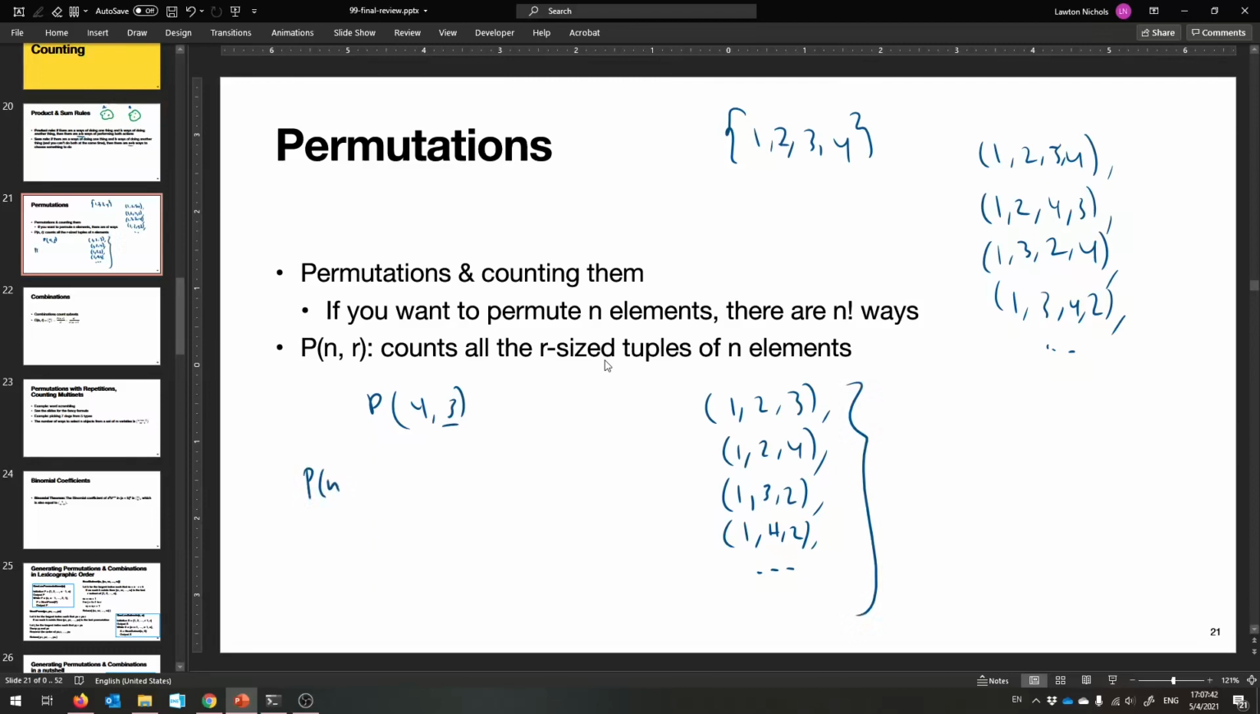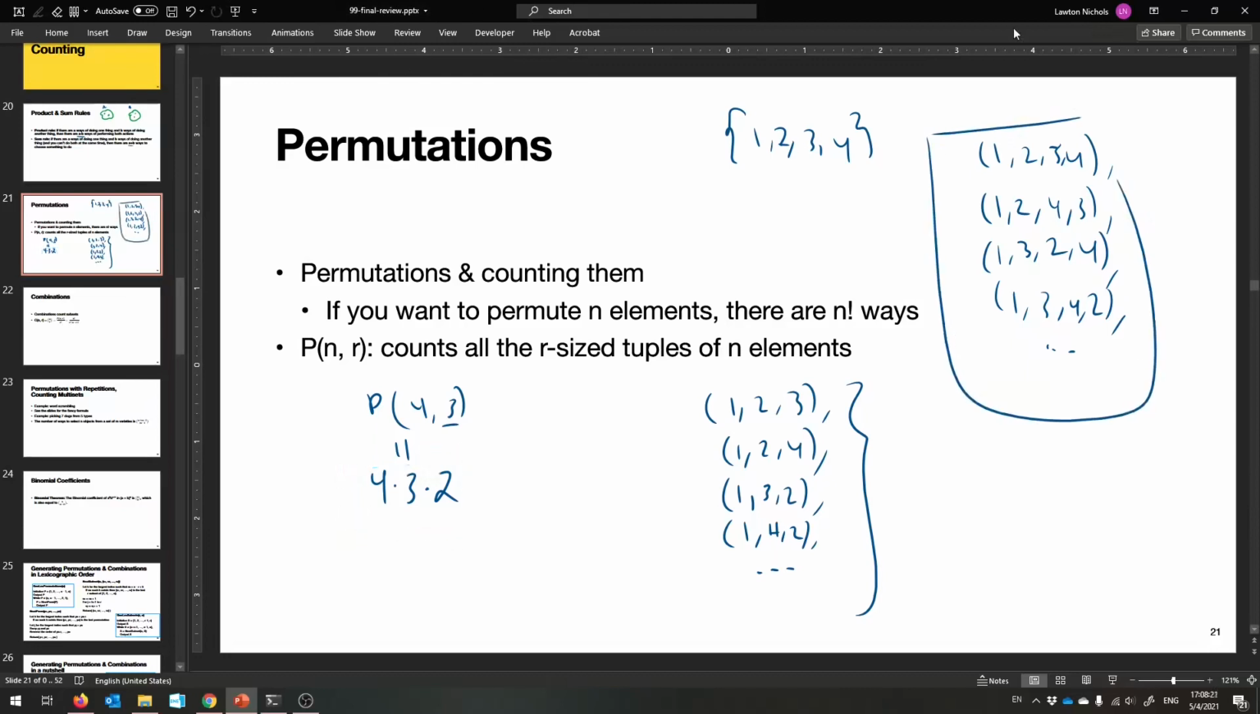So for P(n, r), let's do P(4, 3). Initially, for the first element of this tuple, I have 4 things to choose from. So the answer is 4. For the second one, I've used one already, I can't use it anymore. I have 3 left. For the third one, I've used 2 things and can't repeat them. How many options do I have left out of the 4? I have 2 left. So that is the answer here. And it just so happens that there are just as many 3-tuples as there are 4-tuples. Isn't that weird? That is interesting.